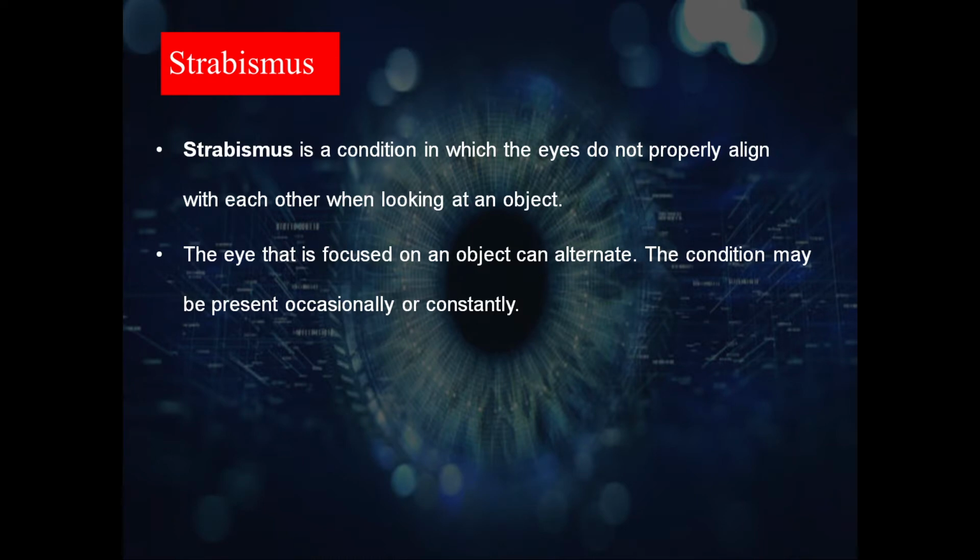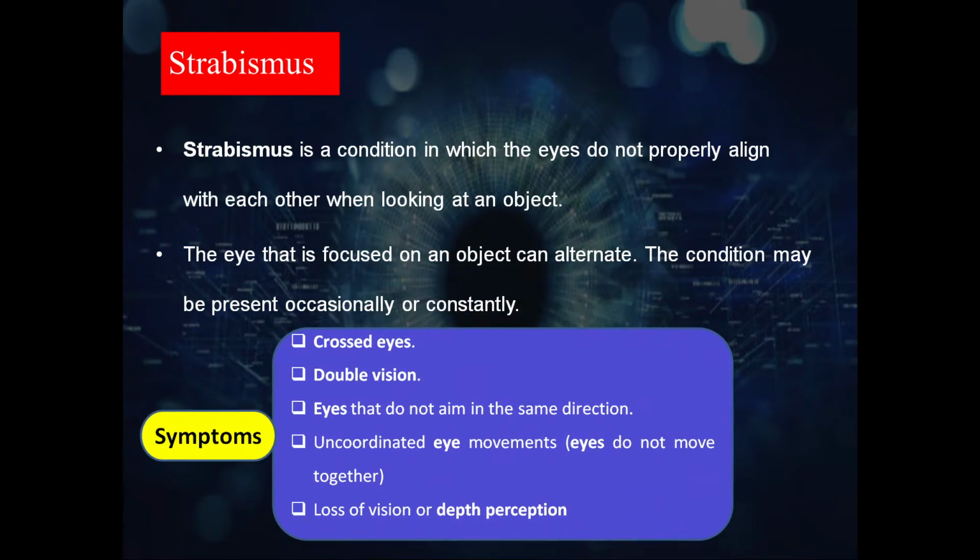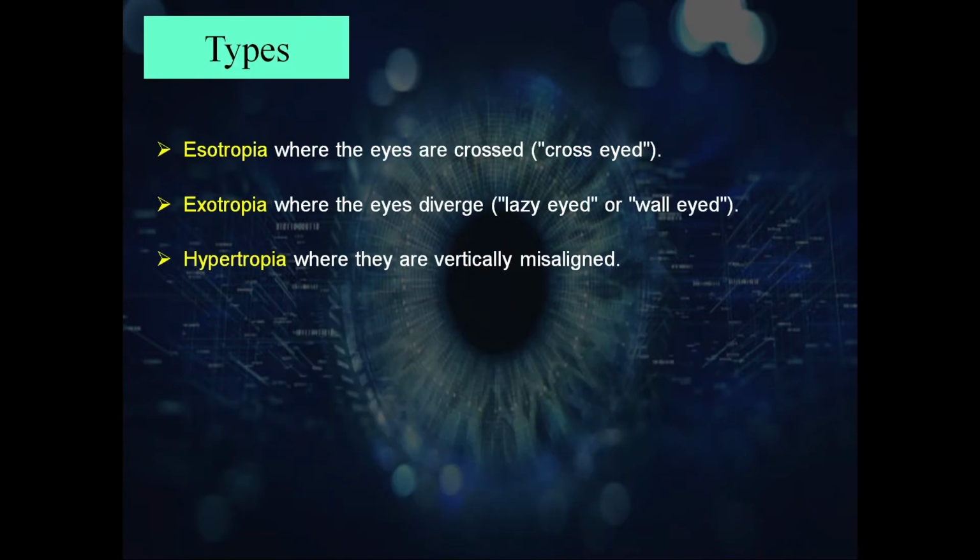Strabismus is a condition of improper eye alignment. The eyes will not be properly aligned, and the eye can't focus on the same object at a time. Symptoms: blurred vision or double vision, eyes do not aim in the same direction, uncoordinated eye movement, loss of vision or depth perception.